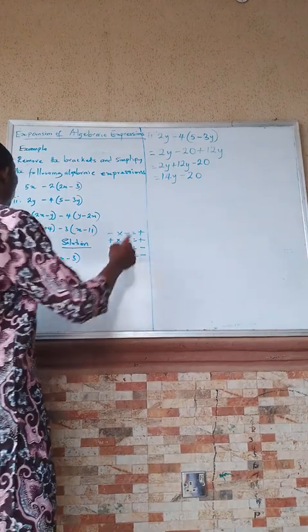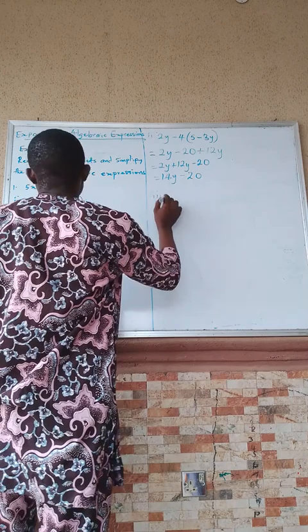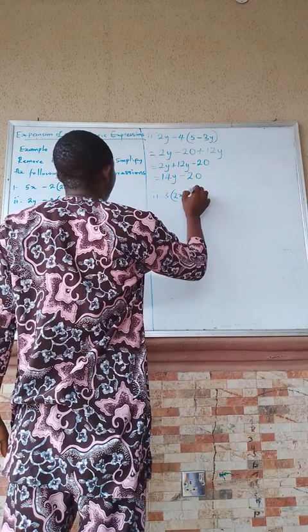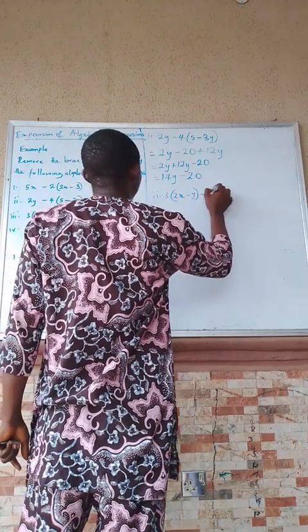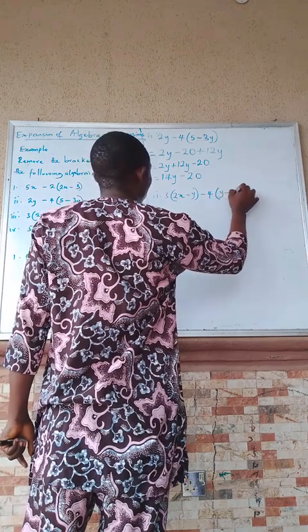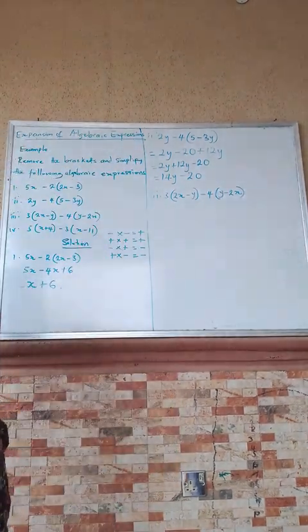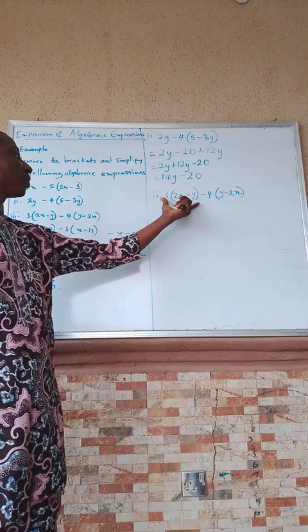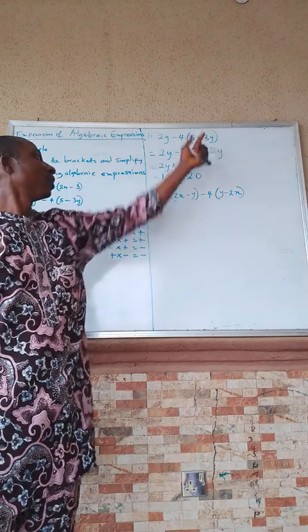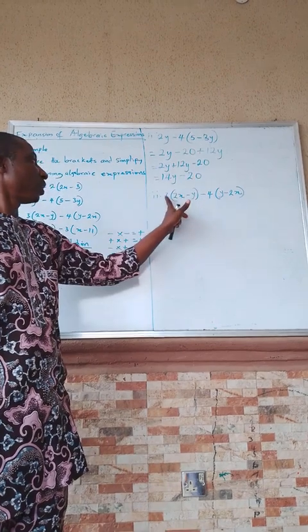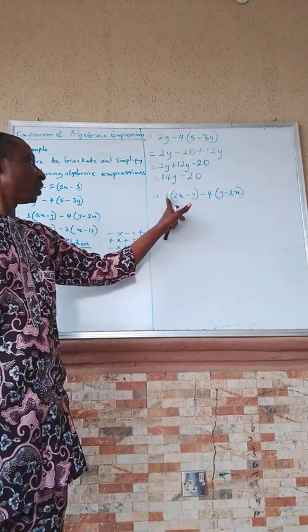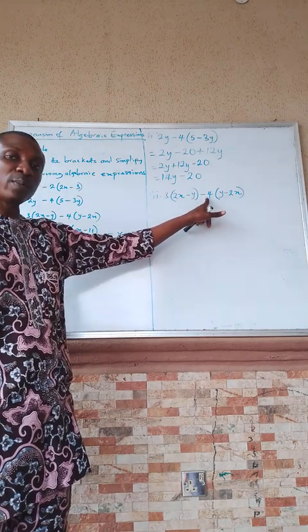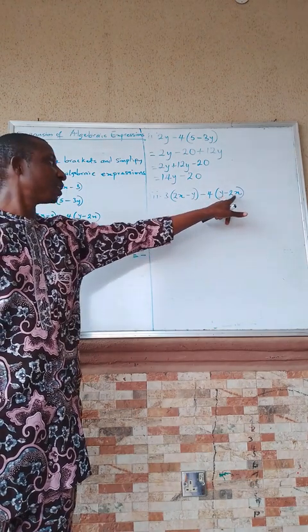So now let's look at the third one. We have 3 open bracket 2x minus y minus 4 open bracket y minus 2x. Okay, look at this part of the question. It looks like this, and this one too. So what we just need to do is open the bracket. We use this 3 to multiply each term inside the brackets here. The same thing also applies to this, minus 4 times each term here.